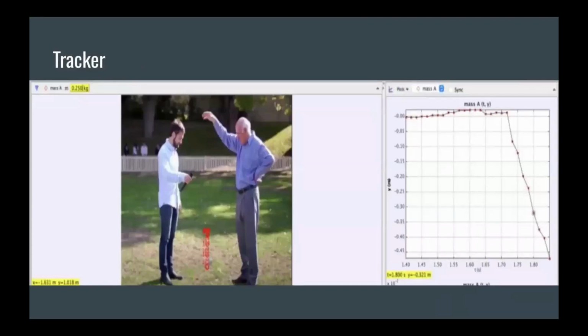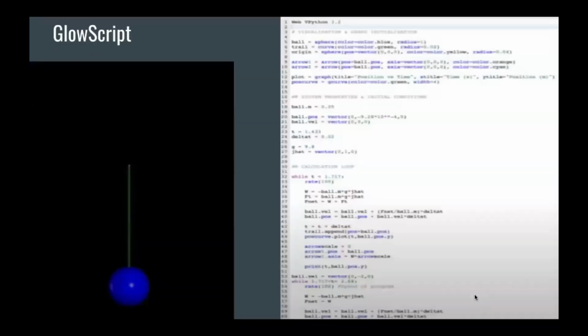This is a screenshot of the tracker and the graph that it had made. As you can see, the Slinky was tracked as it went down. It's not very clear from the image there, but that's what happened.